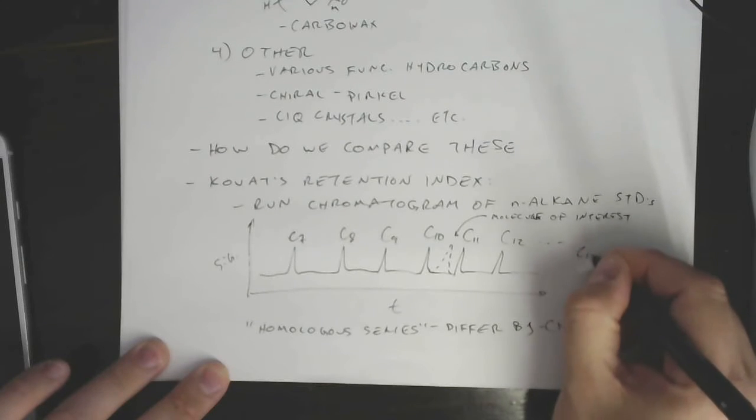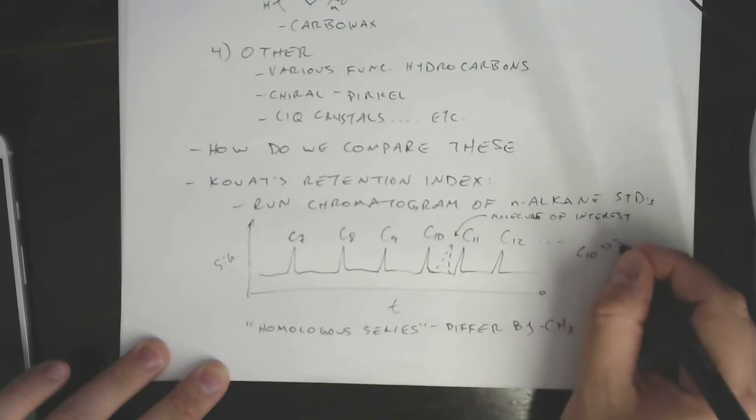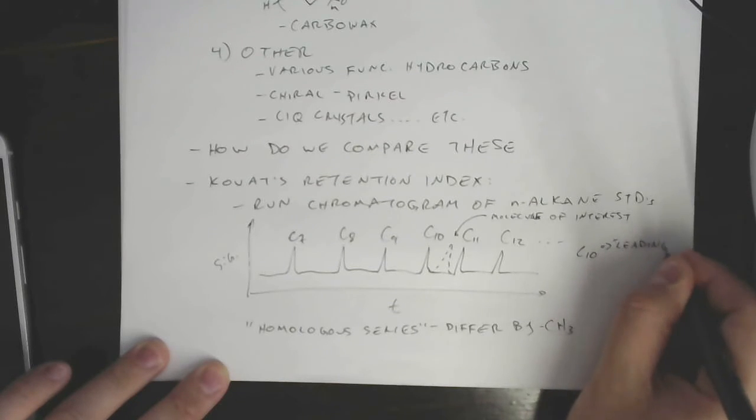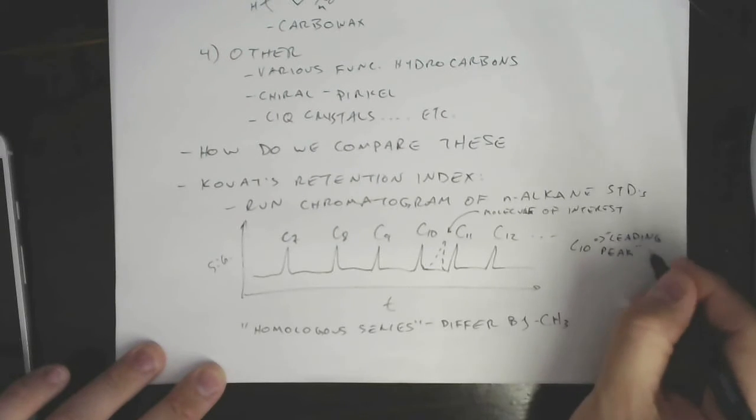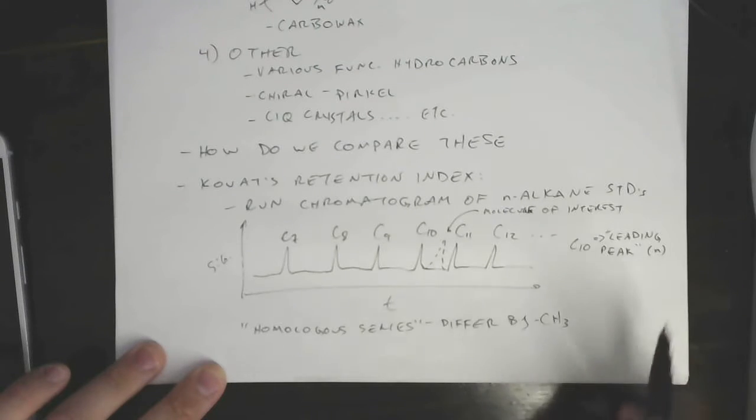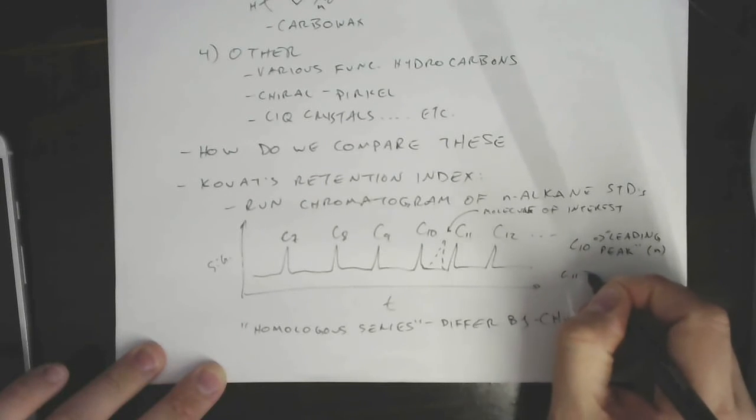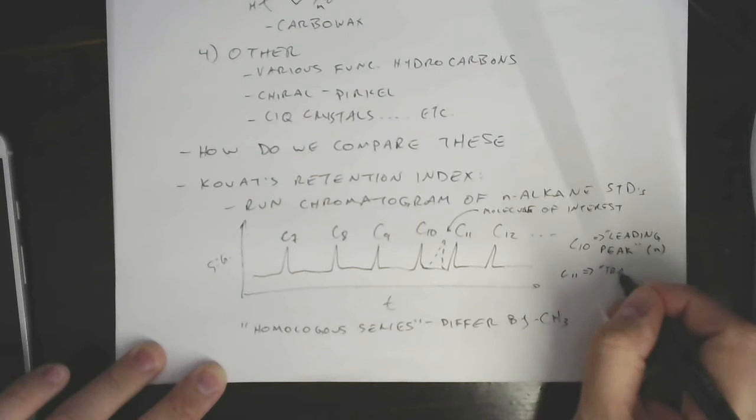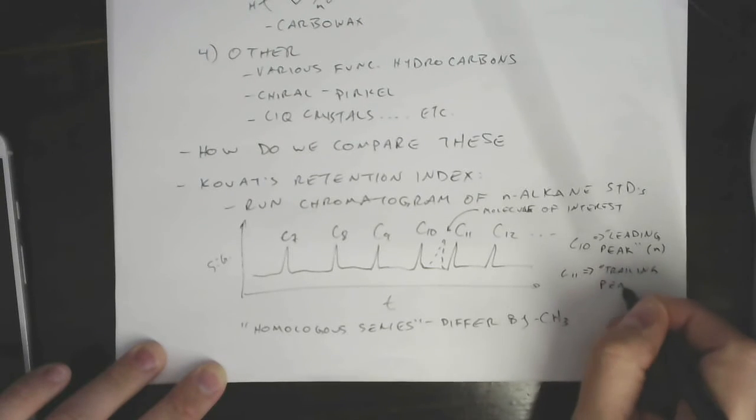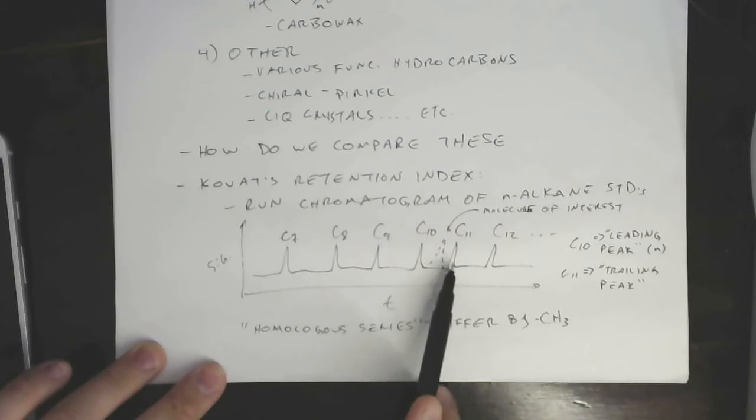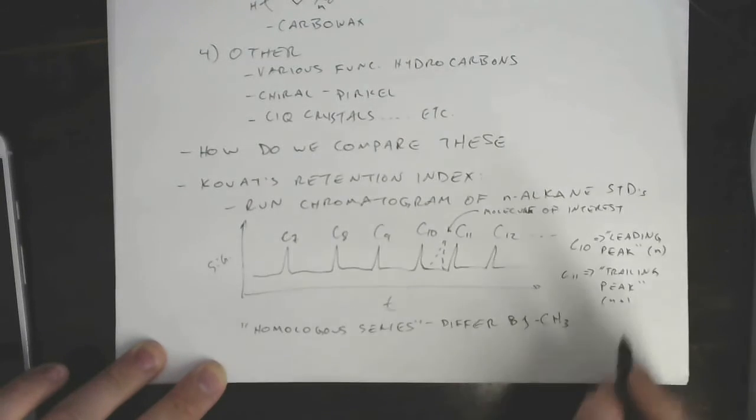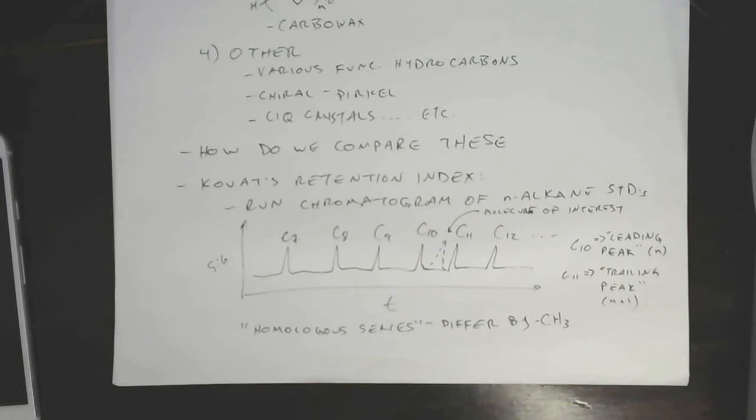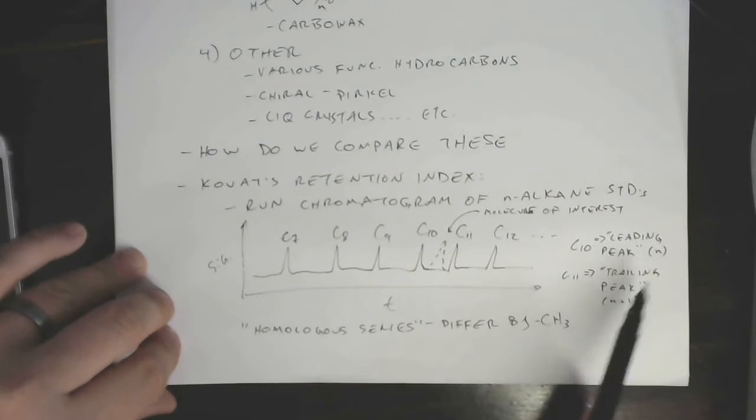We're going to call C10 our leading peak. So C10 is our leading peak. We're going to give it the abbreviation N, and N refers to 10 for C10. That makes C11 our trailing peak. In other words, we are just defining the two peaks that bracket our analyte of interest, and we'll call this N plus 1. So our leading peak and our trailing peak, we're going to define those as N and N plus 1.